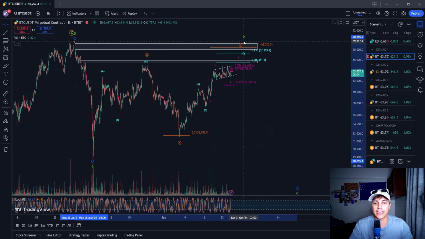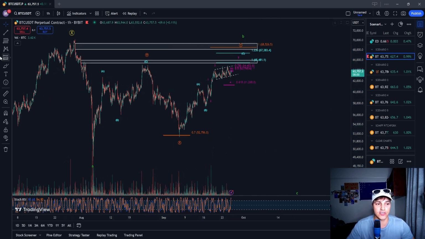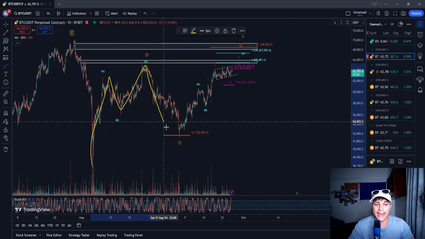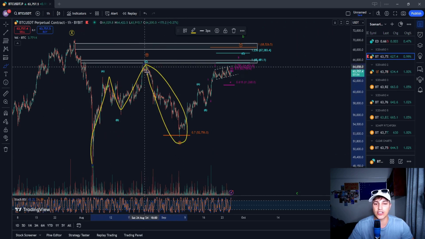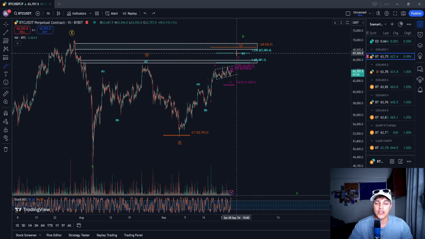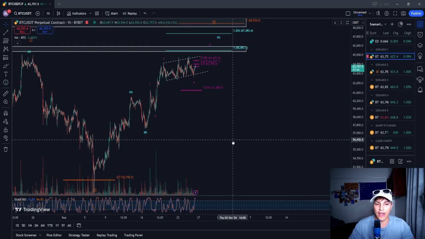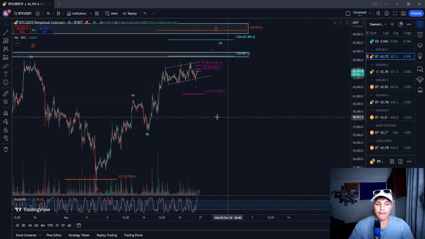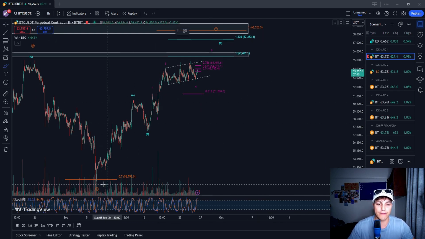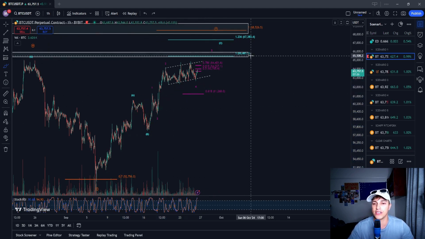So if we now go and look at this WXY in B. Remember, a WXY is just 3-wave structure corrections. So a 3-wave in W, an X-wave standard correction, and then a 3-wave in C. So we are currently in this ABC correction in the wave Y, but we have not yet finished the C wave in my opinion.